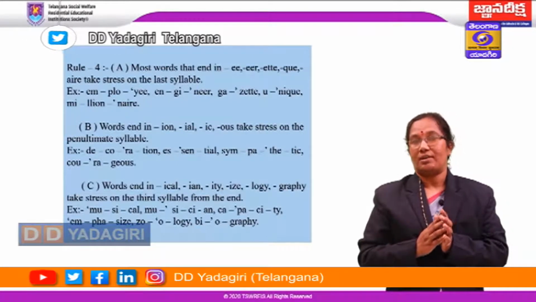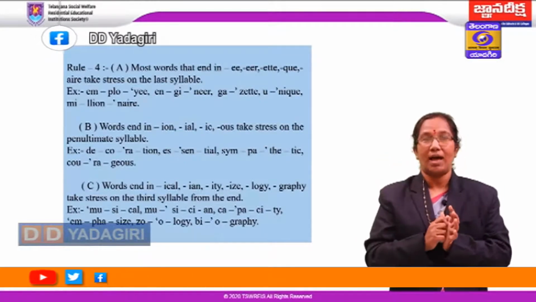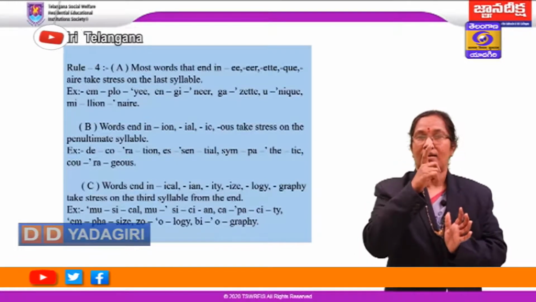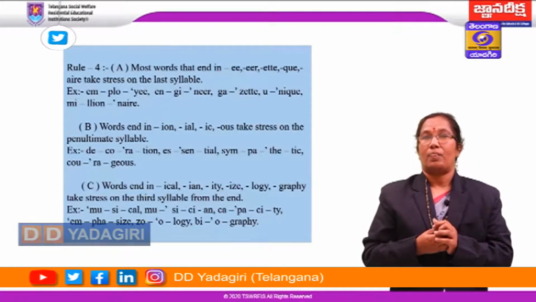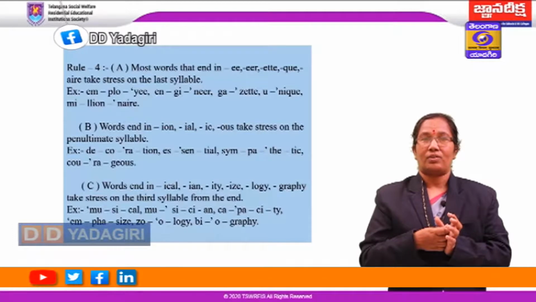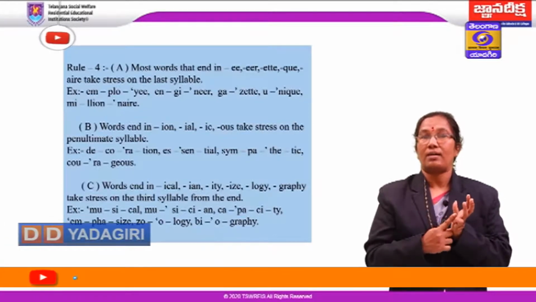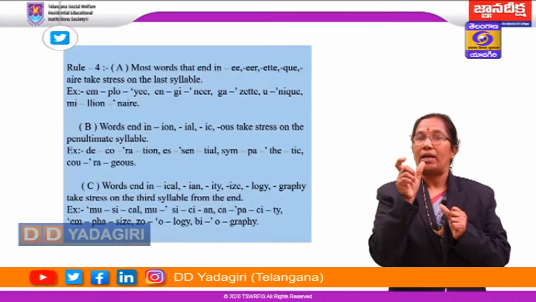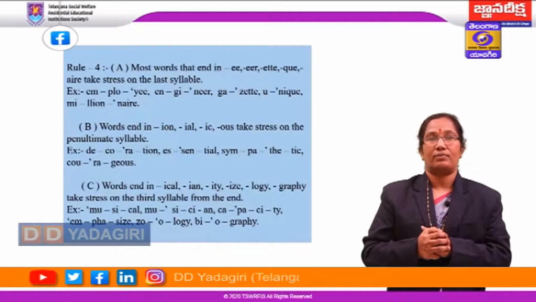Next, essential, a word with an IAL ending. It takes stress on the second syllable from the last. So in essential, you have the stress on 'sen'. Essential. Sympathetic. Courageous. So you have words like courageous, ubiquitous. Such endings, ION, IAL, IC, OUS, take stress on the penultimate syllable. Penultimate is nothing but the second syllable from the last. Let's move on to the next rule.